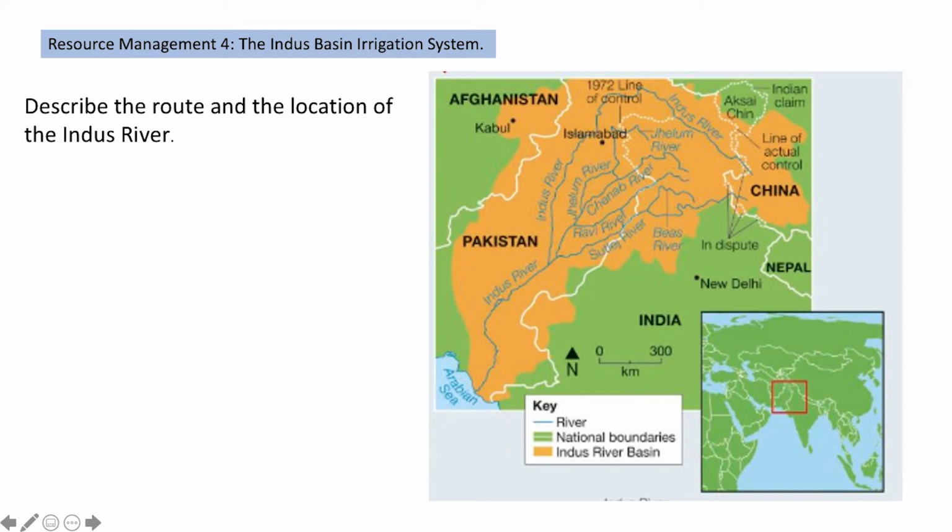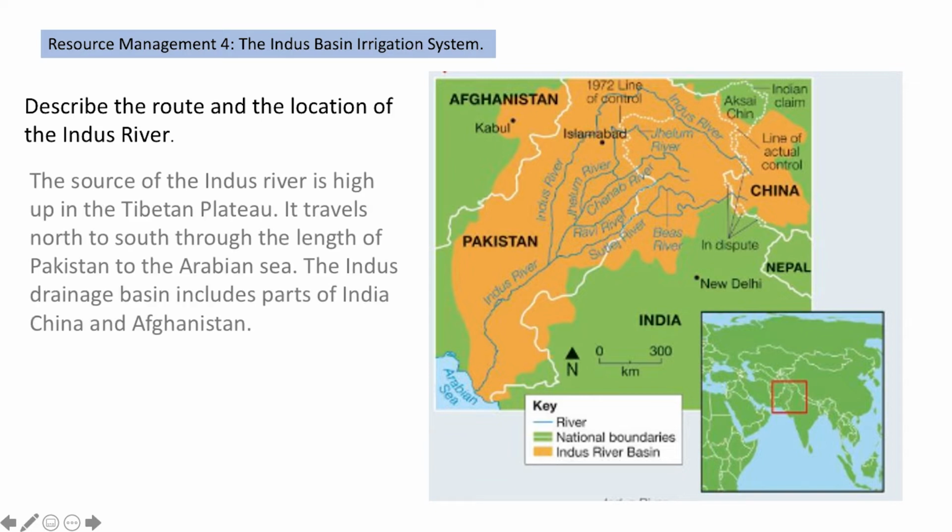Try to use both maps so we can see part of a world map, so we can see that it is located in Asia, and then try to be specific about the actual route of the Indus River. Do not get caught up in talking about the fact the Indus River travels northwesterly, then westerly, then southerly, then southwesterly. Just give an overall trend of the direction of flow.